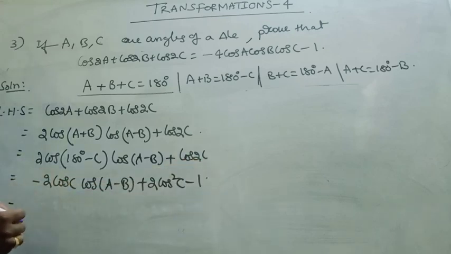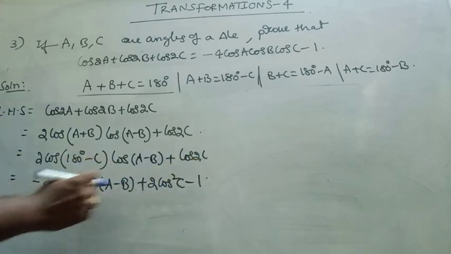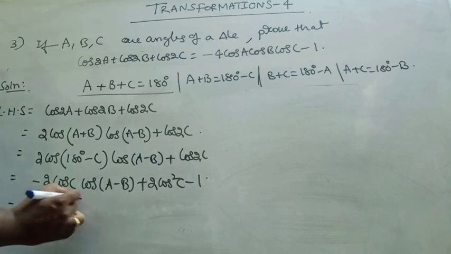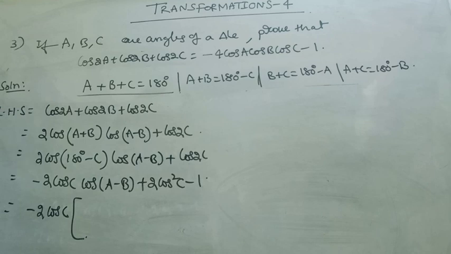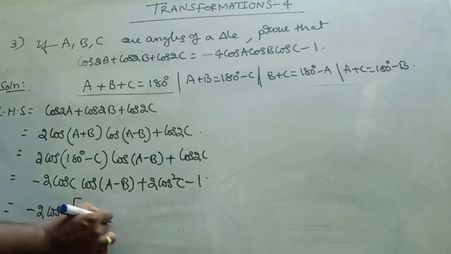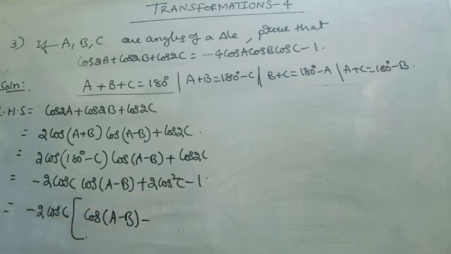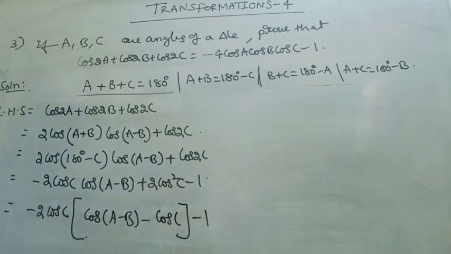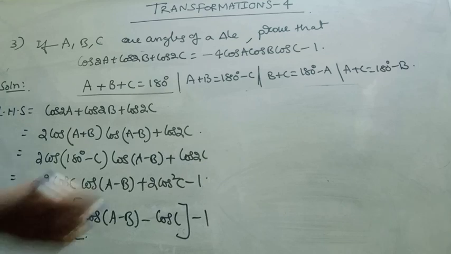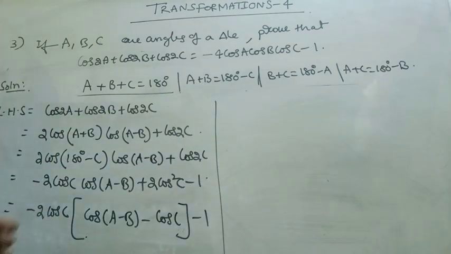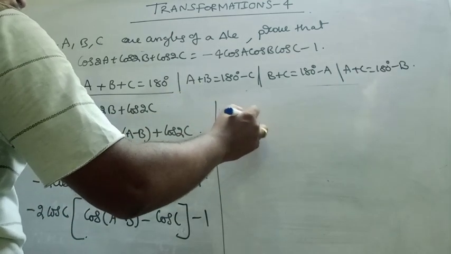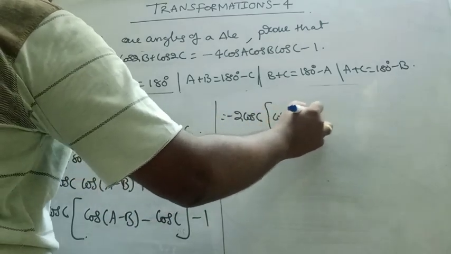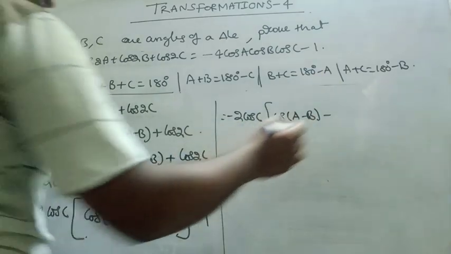Now minus 2 cos C is common. Let us take minus 2 cos C as common. Once we take this as common, we have here cos (A minus B) minus cos C and minus 1. So this is now minus 2 cos C into cos (A minus B) minus cos C, minus 1.